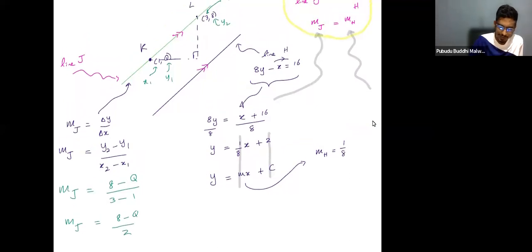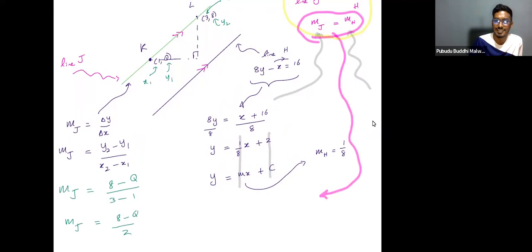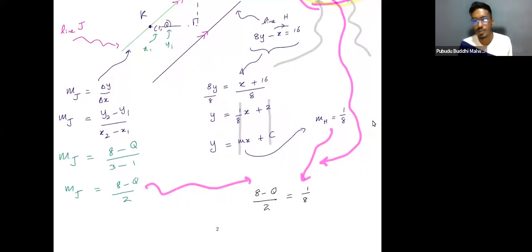Now, so we did start with this equation. So now we can use that here. So Mj and Mh, these two values should be equal. Hence, we can form an equation. 8 minus Q over 2 equals 1 over 8. Now we want to compute Q. I think we can easily do that.